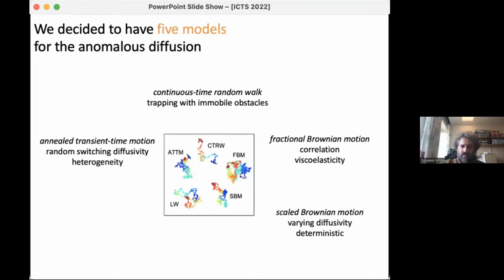And then also scaled Brownian motion, very interesting in itself, where the diffusion coefficient of a particle varies over time in a deterministic way, and Levy walks, which are very interesting because, as I mentioned before, they are of particular interest to the foraging community, studying essentially how animals look around for food and mates. Okay, so these were the models we selected.